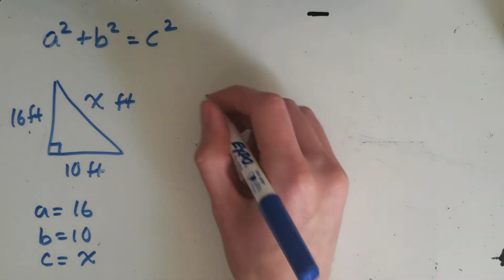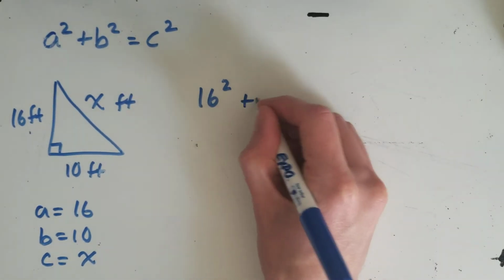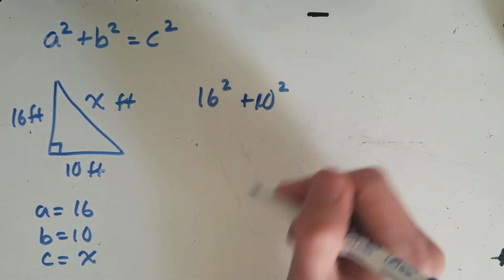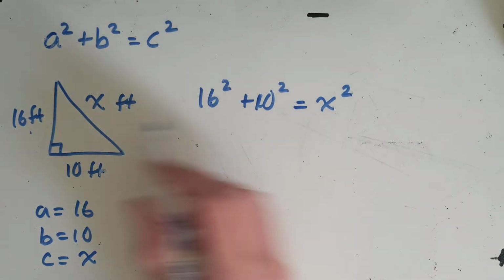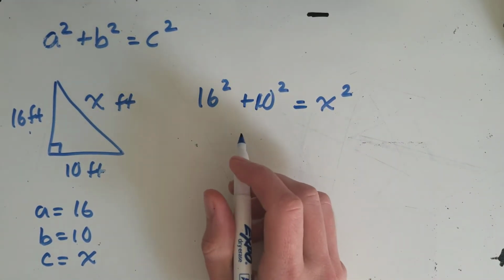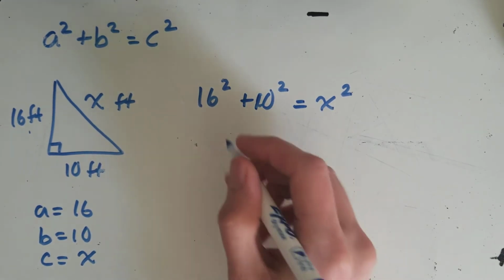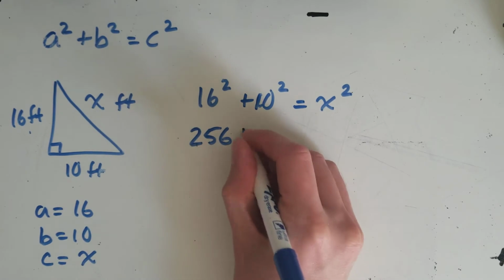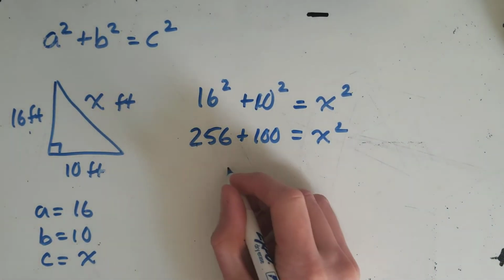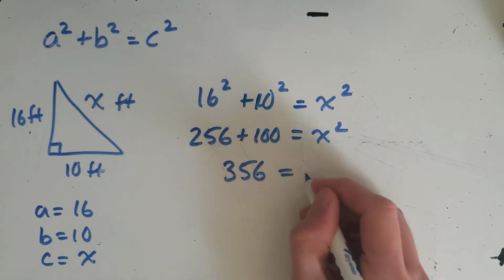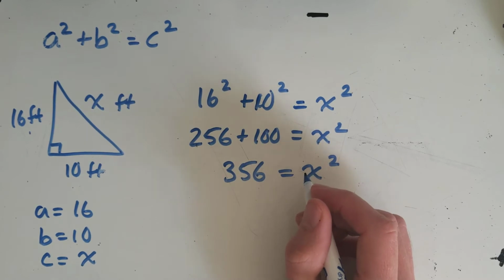So again, we're going to put in 16 for A, 10 in for B. So 16 squared plus 10 squared equals our x value squared, because x is the hypotenuse here. So 16 squared, we should end up getting 256. 10 squared, we should end up getting 100. So you're going to end up with 356 equals x squared. Now for this, you're going to need a calculator.